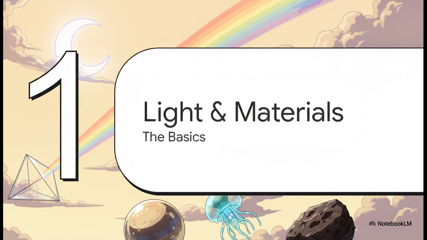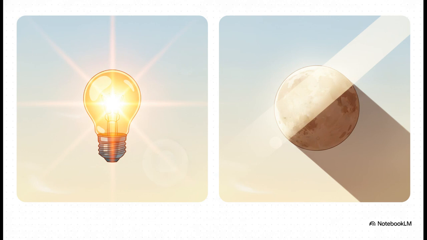Section 1, light and materials. Let's do this. So let's answer that moon question. Did you guess the answer? If you said no, you hit the nail right on the head. The moon is a non-luminous object. It doesn't actually emit its own light, it just reflects the light emitted by the sun.